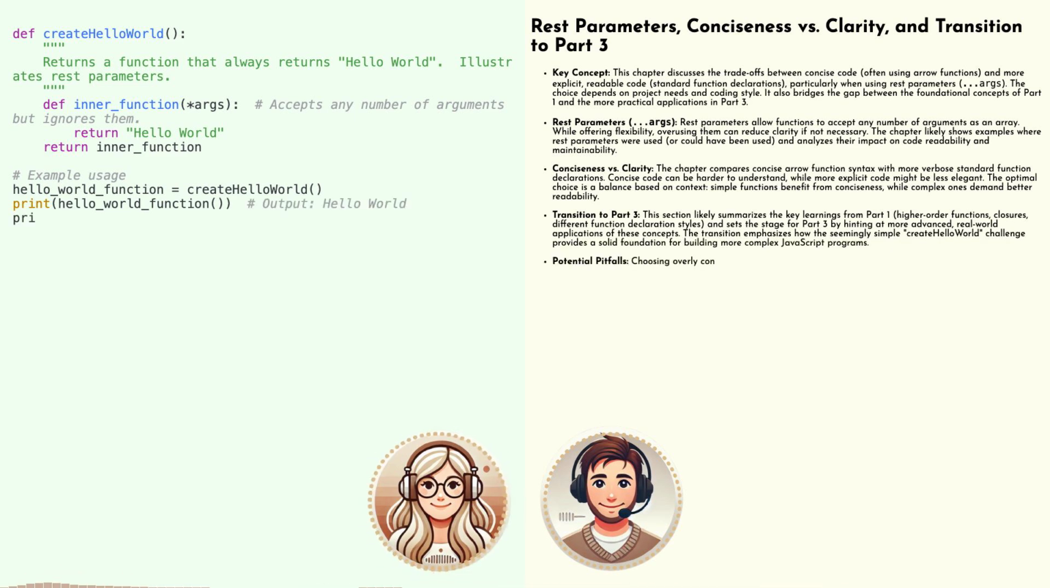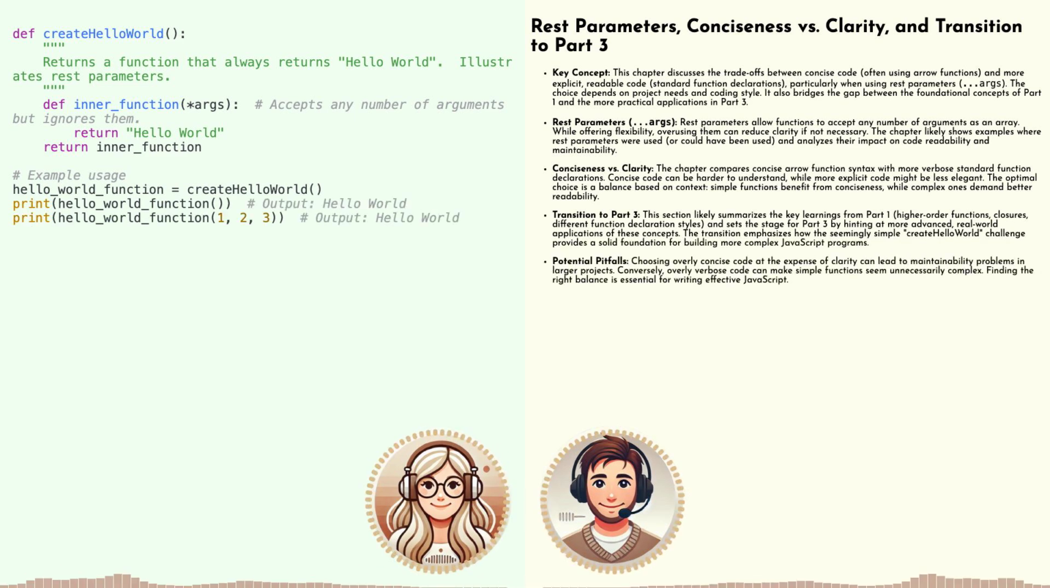Imagine building a function that needs to be flexible enough to handle different numbers of arguments in the future. REST parameters allow us to do that gracefully, without rewriting the entire function. So it's kind of like building a house with extra rooms, just in case you need them down the line. Precisely. It's about anticipating those potential needs and designing our code to be adaptable.